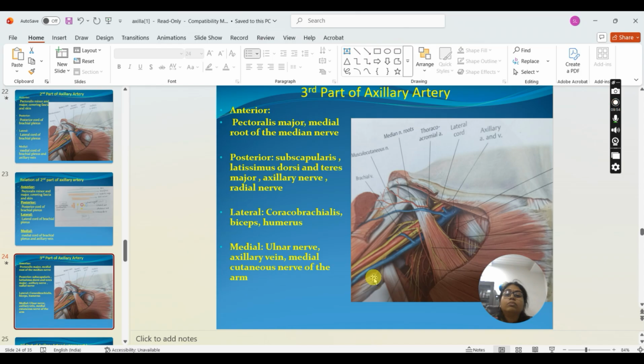The bed, the posterior relation of the third part, is this one. What I am touching, this muscle is the subscapularis. Then these two muscles are there actually. This one is the teres major, and this whitish thing is the latissimus dorsi, this tendinous fascia kind of stuff. This is the latissimus dorsi which lies over the deeper fleshy portion. This is the teres major. More medially, this is the subscapularis.